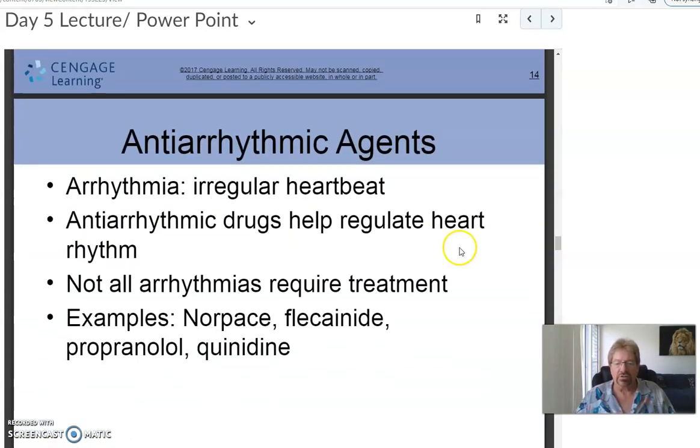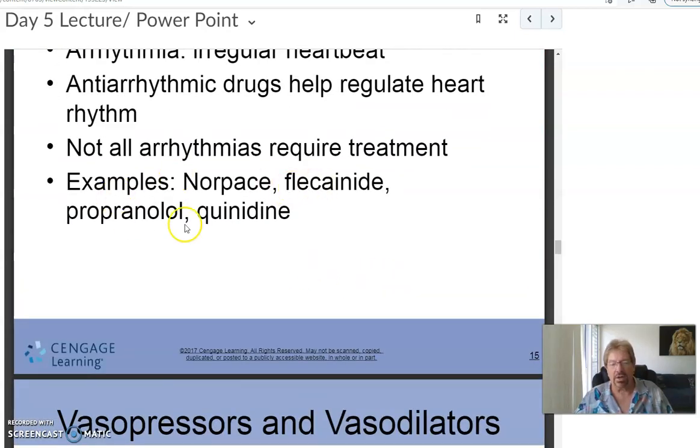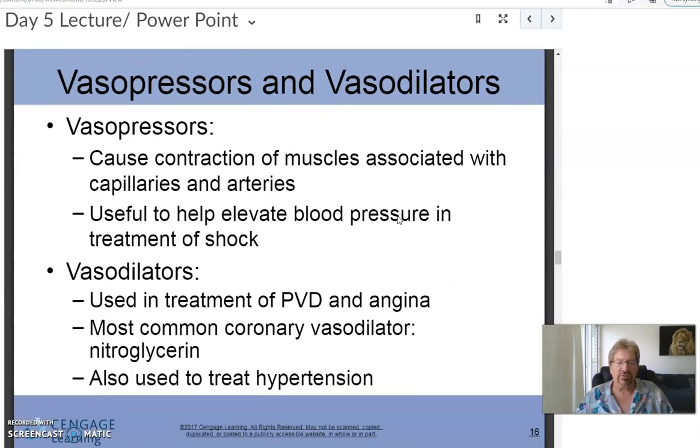Okay, now also the rhythm of the heart is real important. An arrhythmia is an irregular heartbeat, and it can be serious. Antiarrhythmic drugs help regulate heart rhythm. Not all arrhythmias require treatment. That's where a cardiologist, guys, would be the doctor to make that decision. Examples, I'm not familiar with any of those, but just try to recognize them, guys, and realize that those are for cardiac problems.